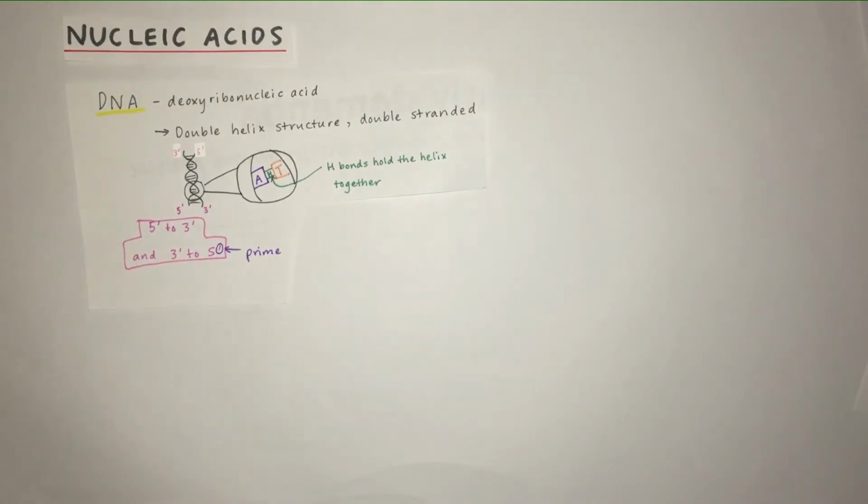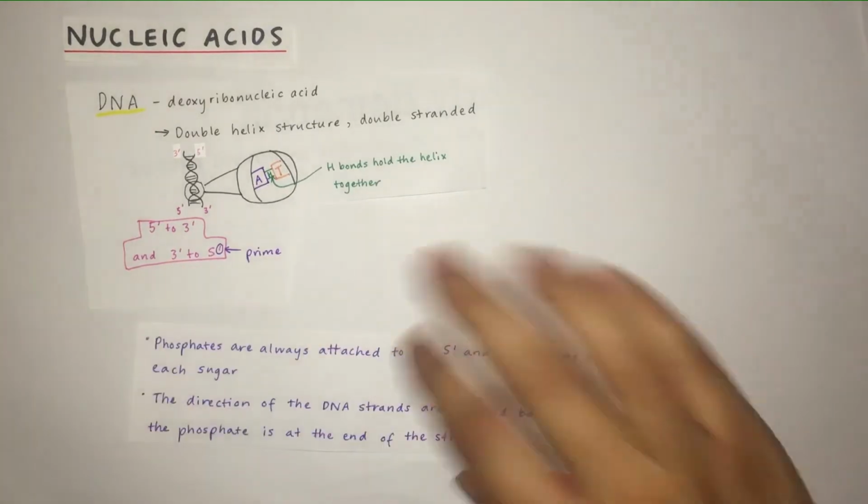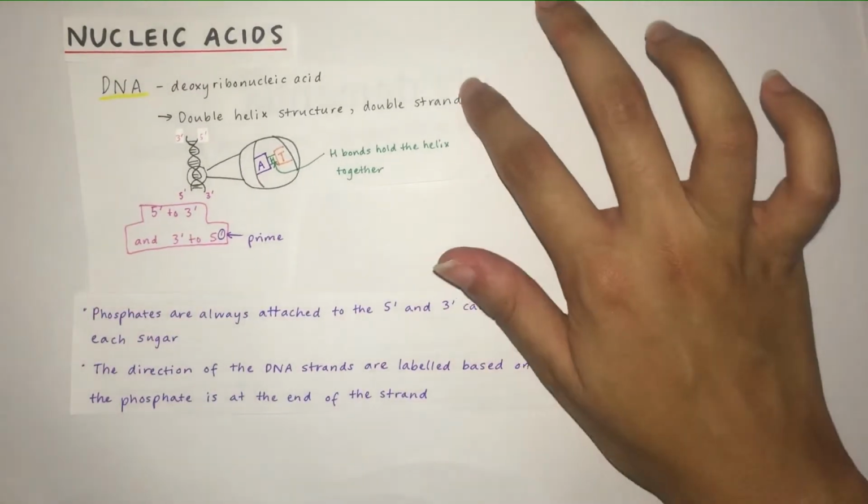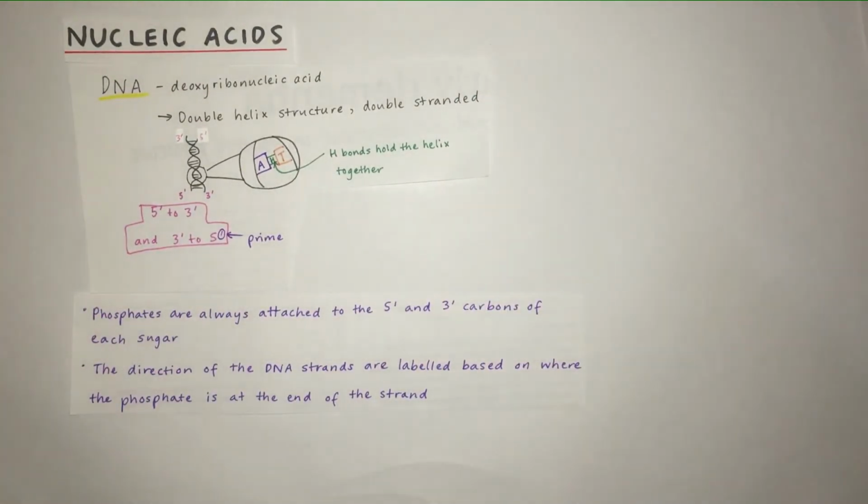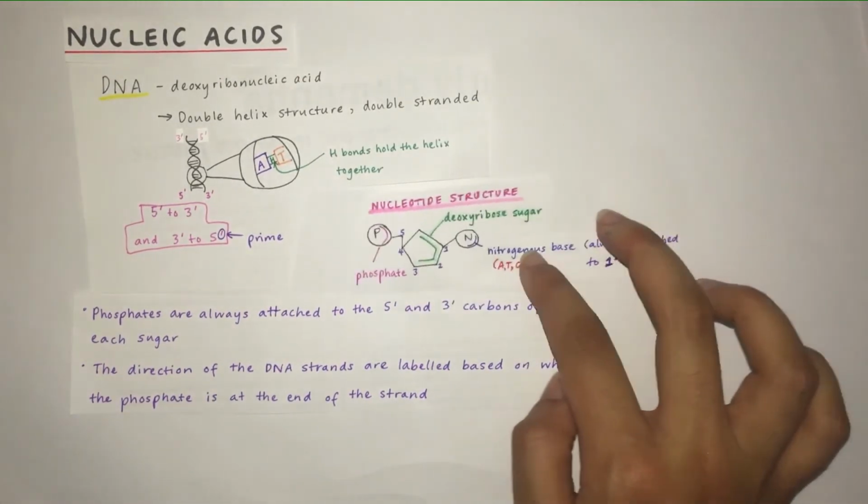So we have two directions that the strands of DNA run in. It's called the 5' to 3' direction and the 3' to 5' direction, with prime being denoted by an apostrophe. So what does this mean? Basically, we label it because phosphates are always attached to either the 5' or the 3' carbons of each sugar. And the directions of the DNA strands are based on where the phosphate is at the end of the strand. So that's how we label them.